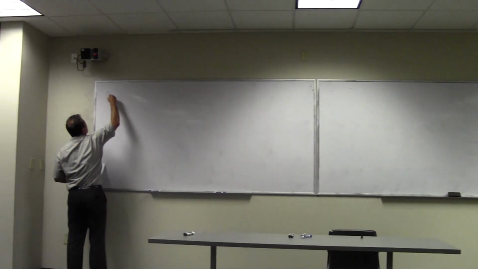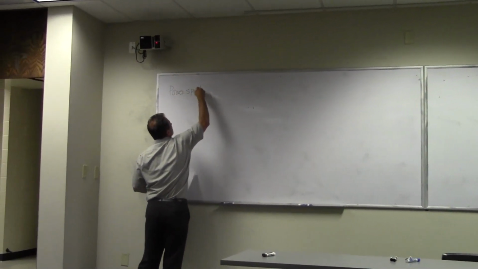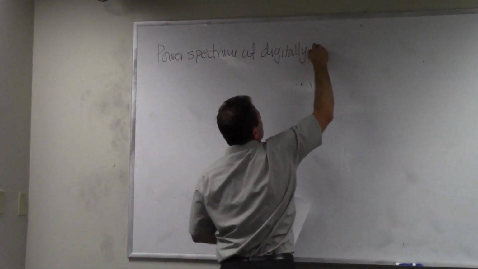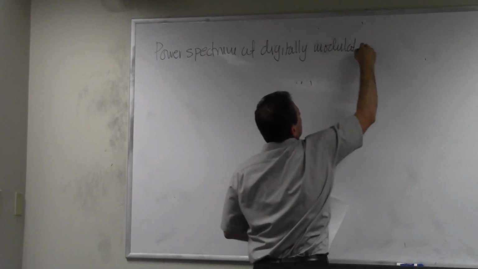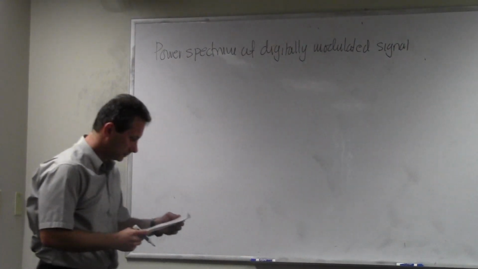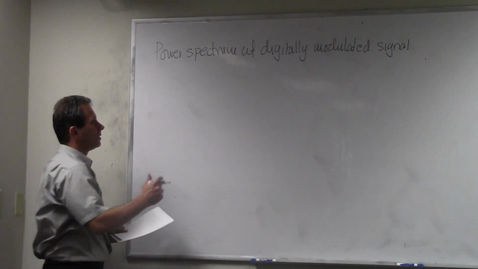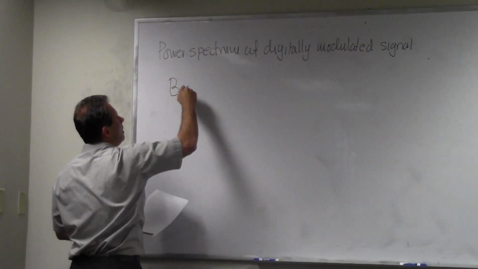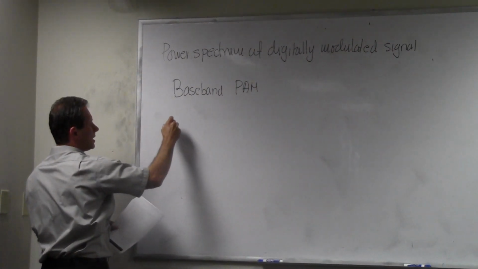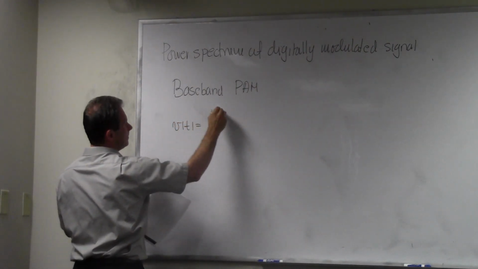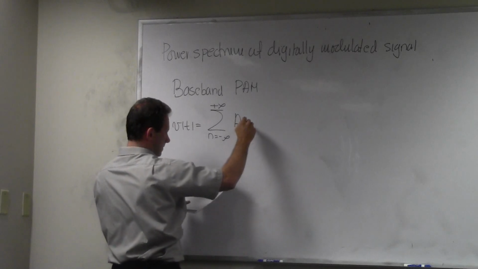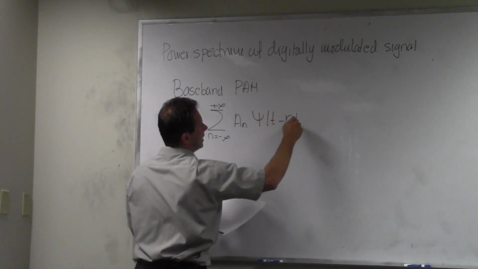So, power spectrum of all digitally modulated signals. Here's what we're going to look at: the baseband PAM signal. And this looks like this. v(t) is equal to the sum, when n goes from minus infinity to plus infinity, of a_n psi(t minus nT).